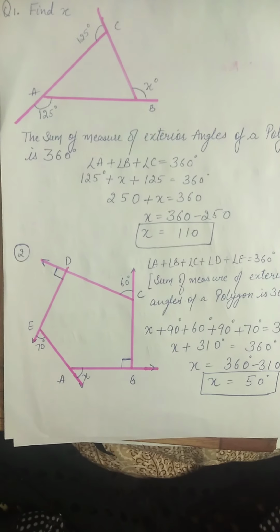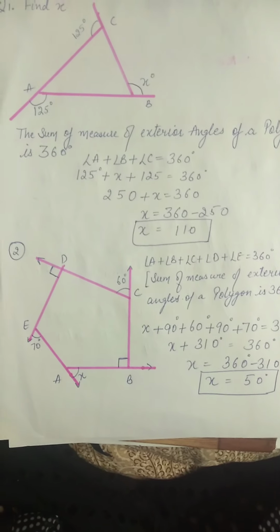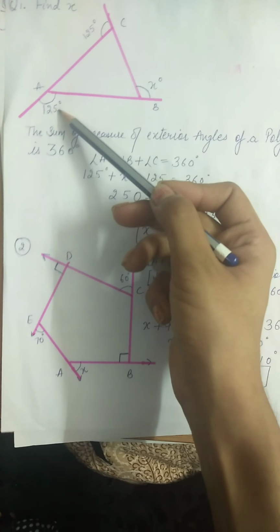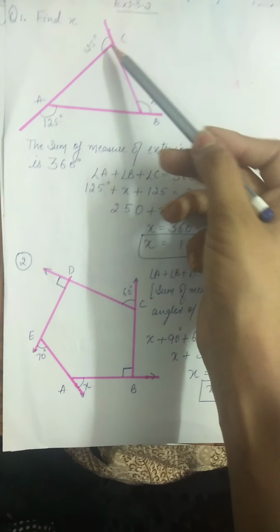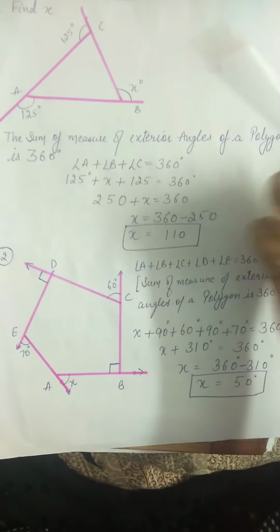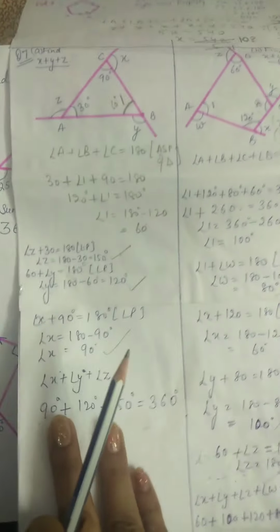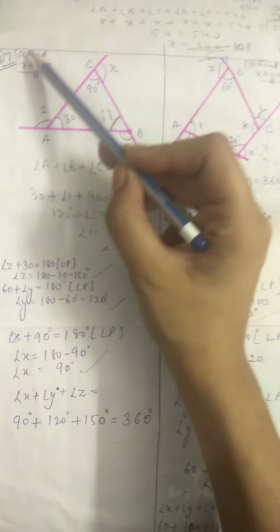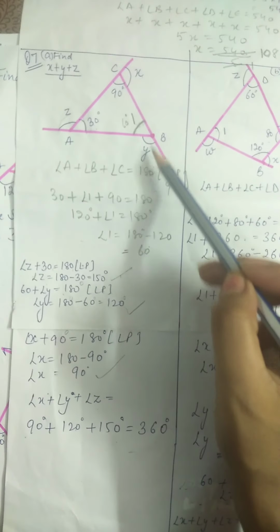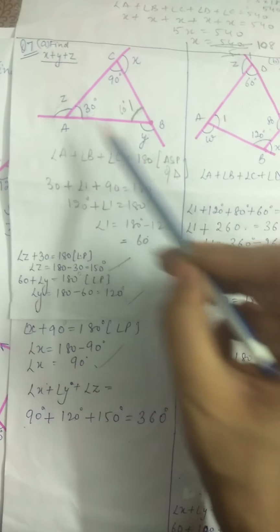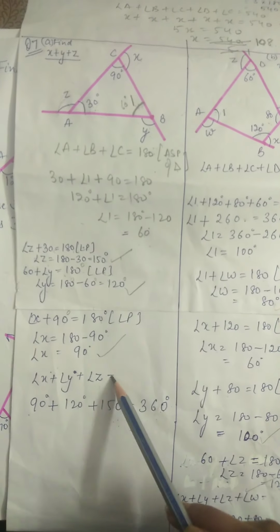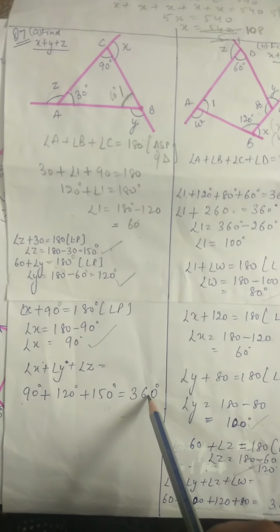You are given this figure, a triangle, and two exterior angles are given: exterior angle A and exterior angle C. You want to find the third exterior angle. In my previous video, question number 7, you saw that the sum of exterior angles in a triangle is equal to 360 degrees. Angle x plus y plus z is equal to 360 degrees.